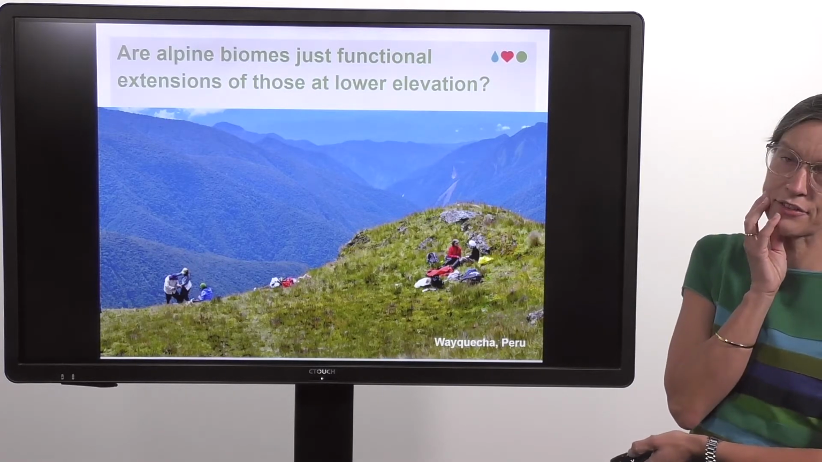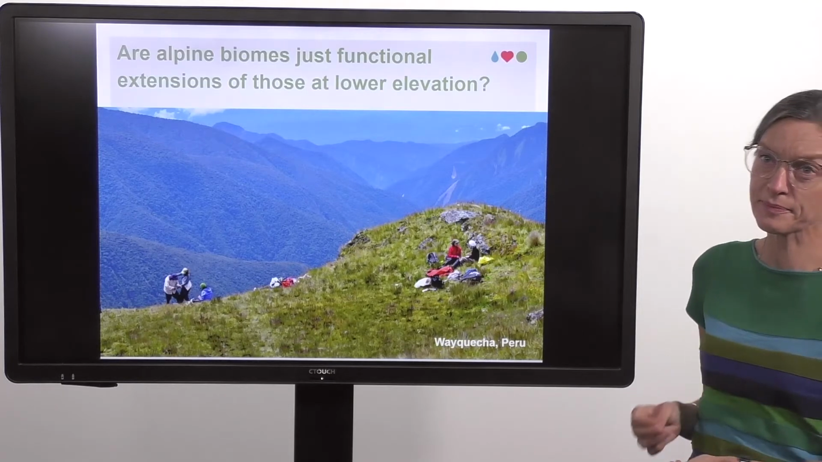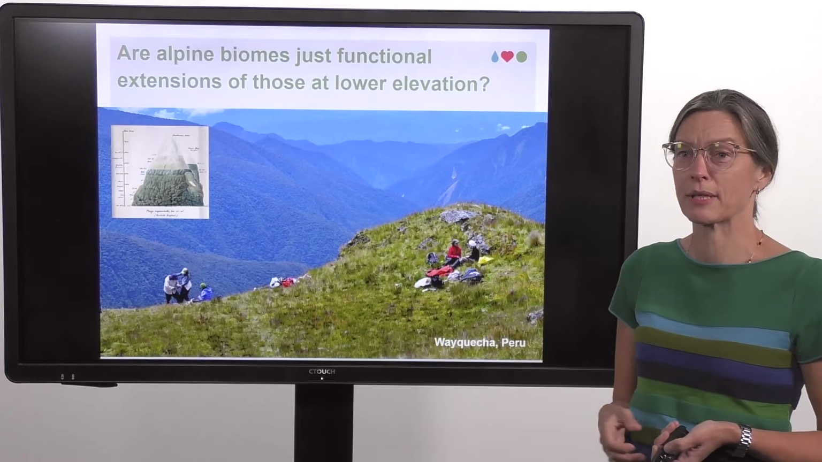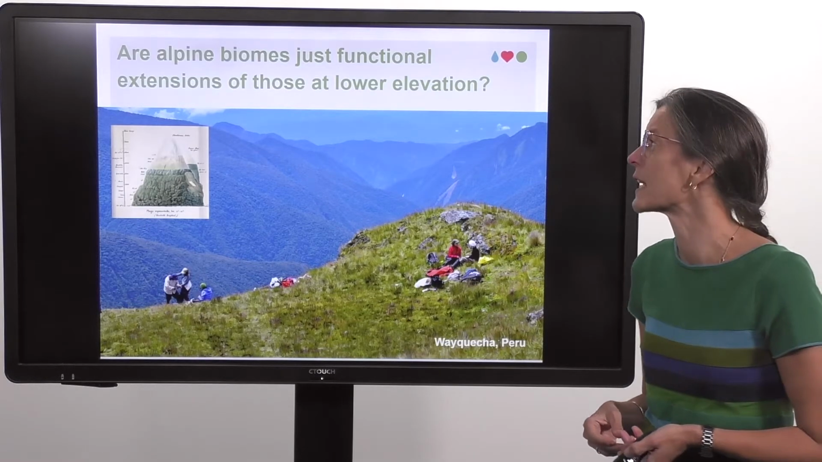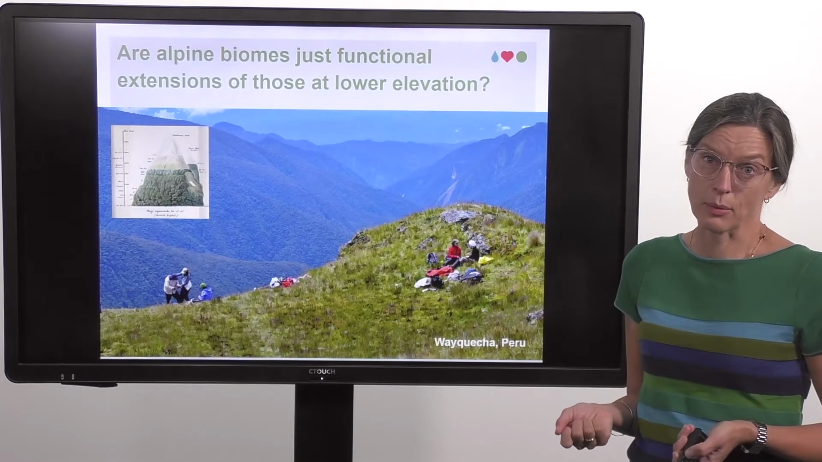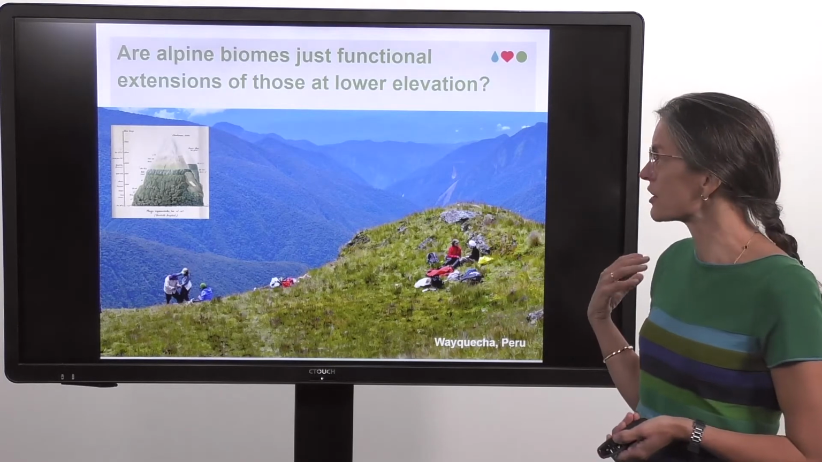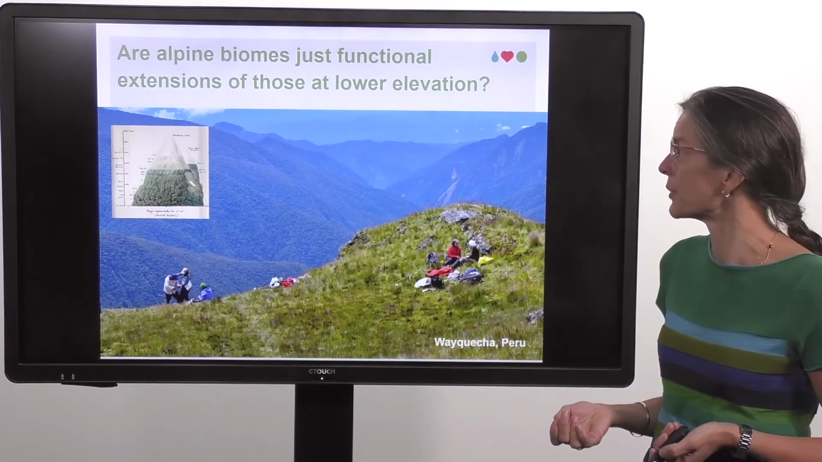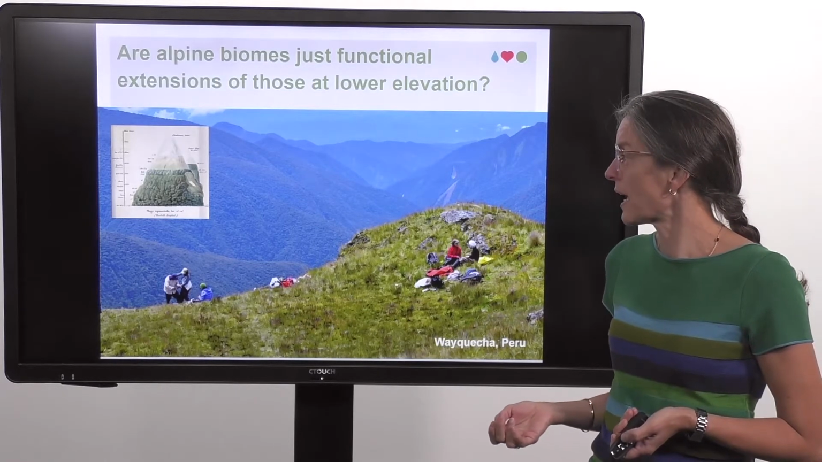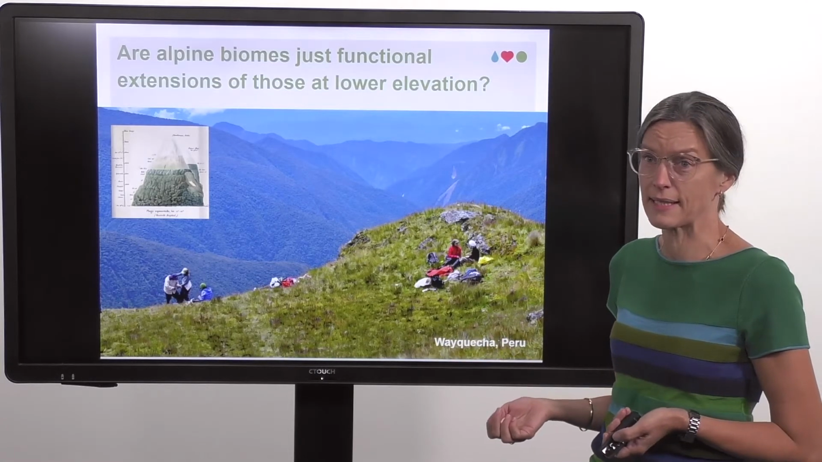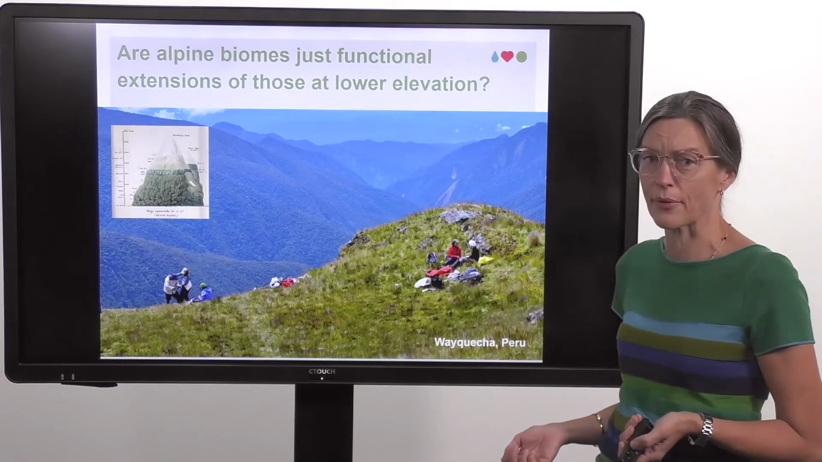Another question that relates to Humboldt's hypothesis and to his explorations of mountains is, of course, asking to what extent these alpine systems that we study are just functional extensions of those systems that we find at lower altitudes. So are mountains basically just a continuation, or are the alpine grasslands basically just a continuation of the forest down there?